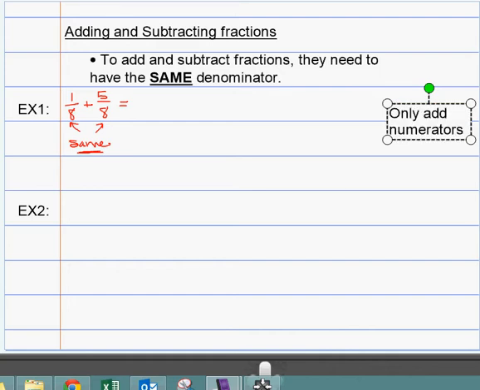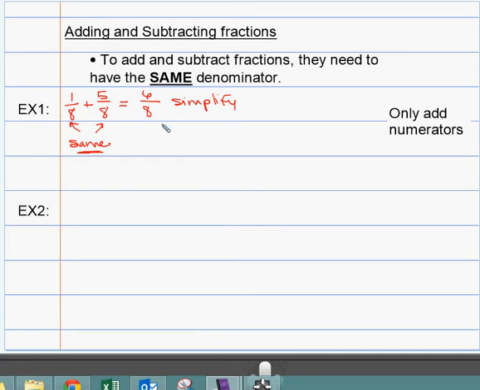Okay, only add the numerators. So 5 plus 1 is 6. The denominator stays the same. I still have that many pieces; I didn't change how many groups I had or how many slices of pizza were in the pizza pan. Now I need to look at this and simplify if I can.